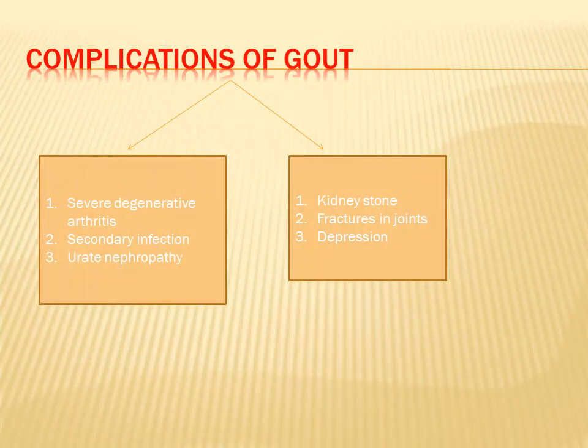Complications of GOUT: if GOUT is there, then severe degenerative arthritis, rheumatoid arthritis, and secondary infection. There are chances of secondary infection, urate nephropathy, kidney stones, fractures in joints, and depression. These are some complications of GOUT.